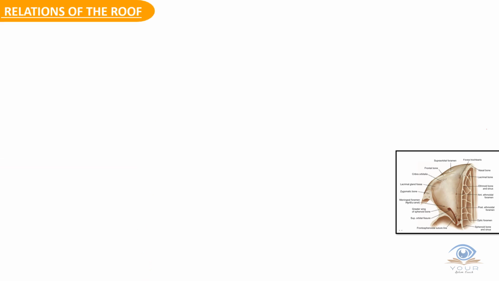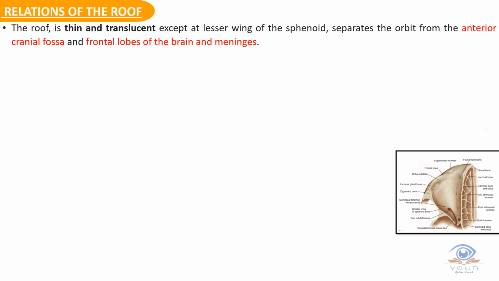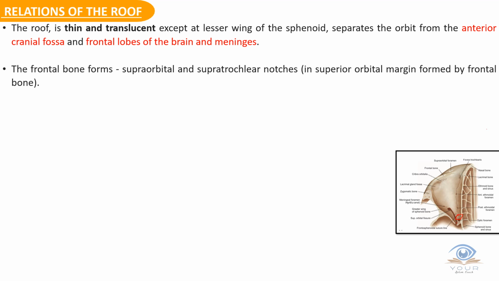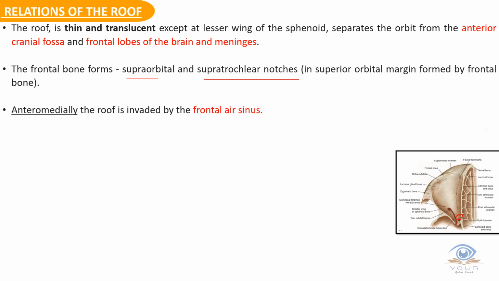Now coming to the relations of the roof, it is thin and translucent except at the area of the lesser wing of the sphenoid. It separates the orbit from the anterior cranial fossa and frontal lobes of the brain and meninges. The frontal bone forms the supraorbital and supratrochlear notches, which transmit the nerves. Anteromedially, the roof is invaded by the frontal air sinus.